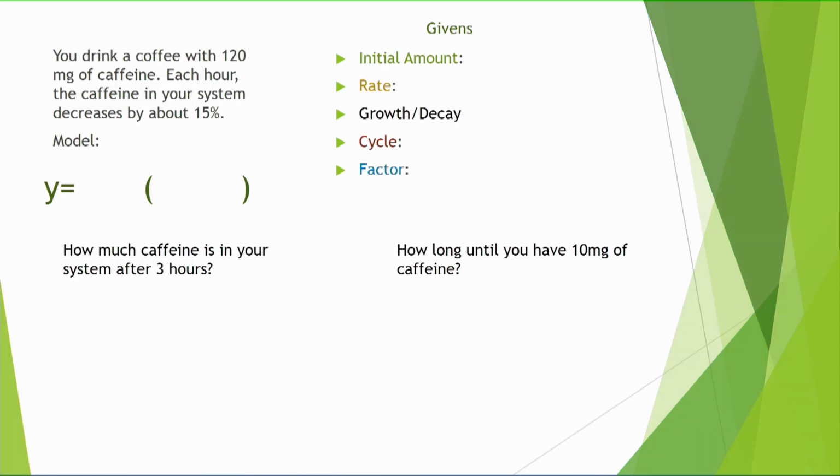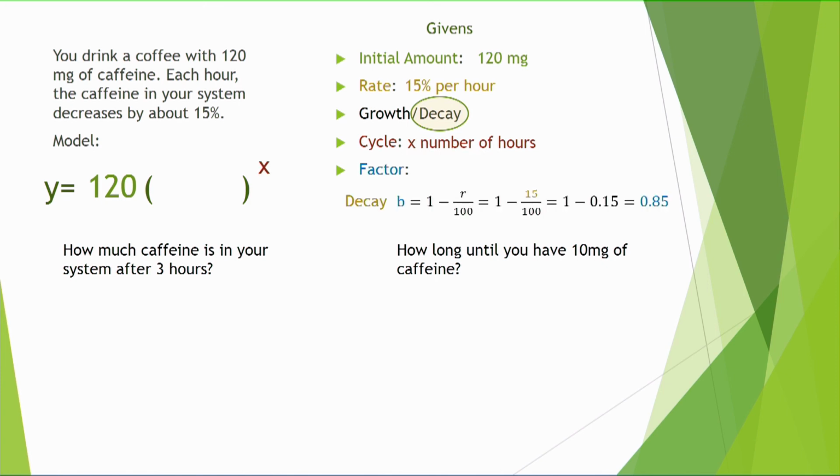All right, so again, we're going to look at this. Our initial amount now is 120 milligrams. Our rate is going to be 15% per hour, right? It decreases, right? You're kind of using this caffeine, it's decaying, right? So it's going to be decay. Our cycles are going to be related to our rate, so we need to make sure that it's in the number of hours. And then we're going to have our factor, which is going to be 1 minus our rate divided by 100. Now that's only if the rate is in percentage. All right, so we're going to get 0.85.